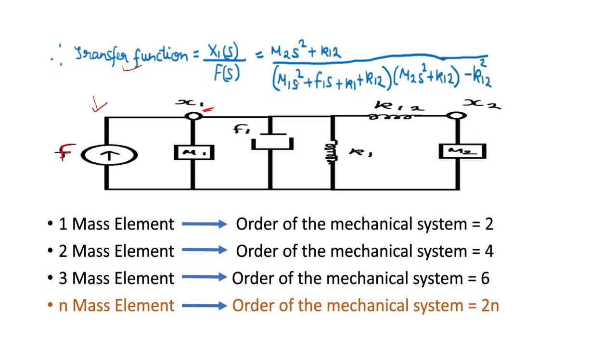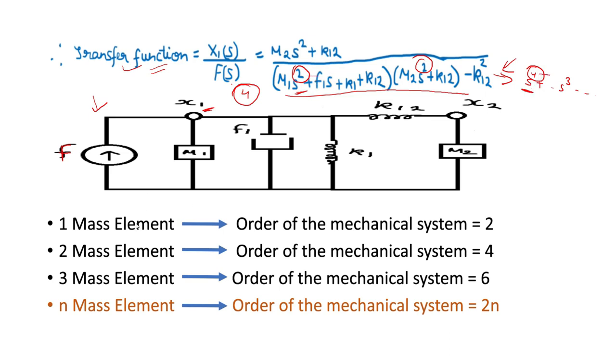Now if you multiply this whole thing and expand this, then you will get terms like s to the power 4 plus something, then s to the power 3 and so on. So the highest power here would be 4. See, this is square and this is square. And the order of the system is the highest power of s in the denominator. So in this case, the order of the system is 4 because the highest power of s in the denominator is 4.